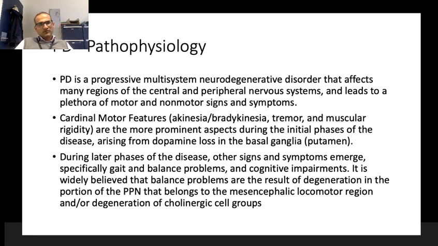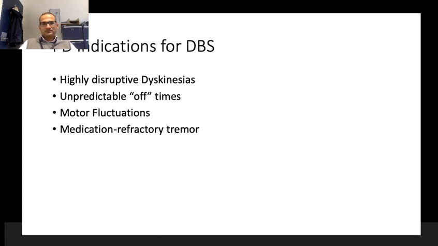Then it talks about the pathophysiology of Parkinson's disease. It defines it and talks about its cardinal motor features, that is akinesia, bradykinesia, tremor, and muscular rigidity, which happen early in the disease. Later in the disease other signs and symptoms emerge, especially gait and balance problems and cognitive issues. And then it talks about the role of the PPN as well.